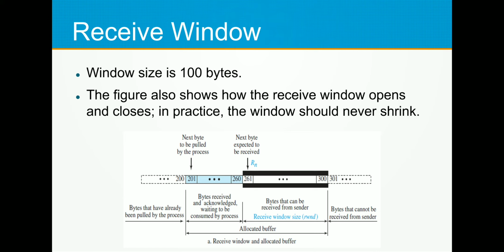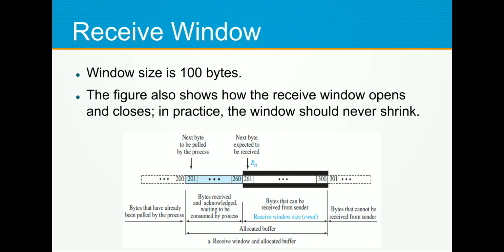So if we look at the diagram here, up till number 200, these are the bytes that have been already pulled by the process. Imagine the TCP at the receiver, which in turn connects to the application at the application layer. The application is continuously receiving information from the TCP, and because the application might be reading slowly, we will have a receive window.